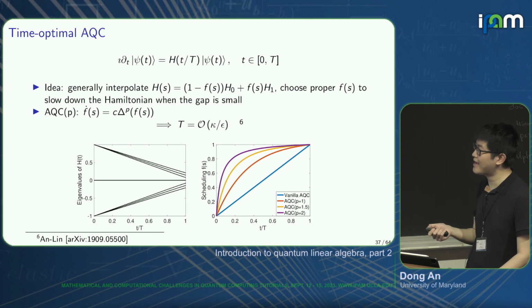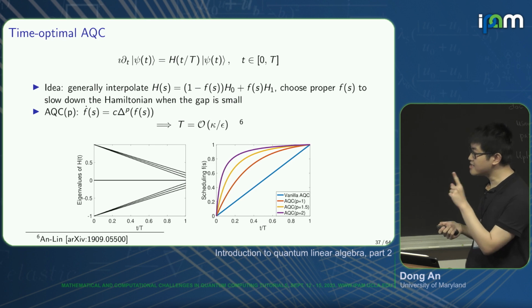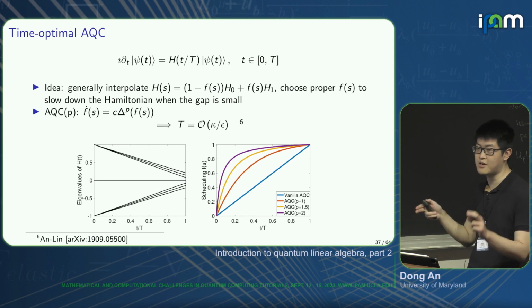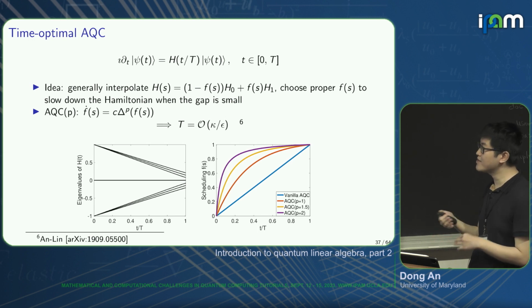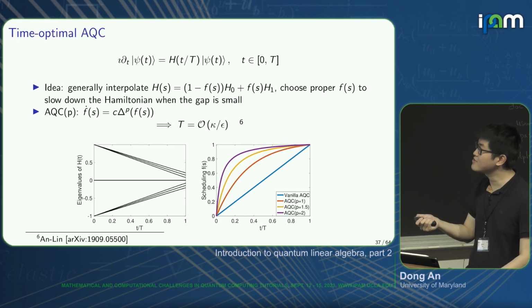I just choose the gap to satisfy this ODE, which says the derivative of f is proportional to a power of the gap. And I should mention that in the linear system problem, this ODE is explicitly solvable. You can write down the analytic expression of the solution of this interpolation function. But if you want to use this adiabatic framework for some general problem, and you still want to get some gap dependence, you can still use this kind of interpolation function.